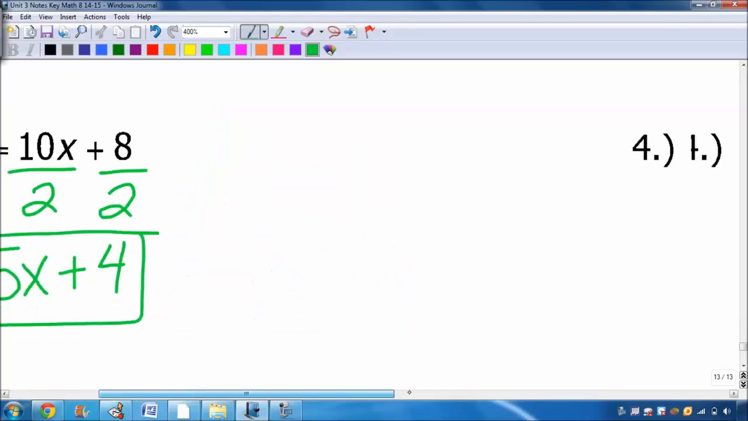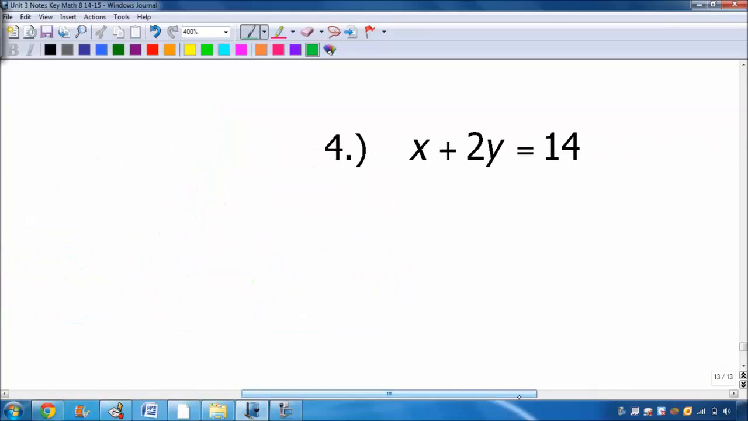All right. Let's look at number 4. Number 4 is a little bit harder, so please make sure you are really watching this one, okay? So in number 4, there are 2 things I want to get rid of. I want to get rid of the x, and I also want to get rid of this 2 right here. Well, just like in an equation, you want to get rid of the whole entire number, not this coefficient that's stuck with a y first. So you want to get rid of the x first.